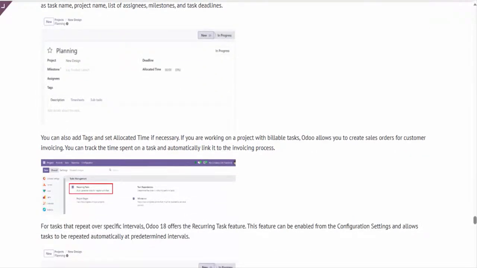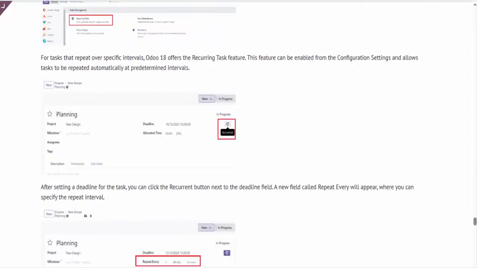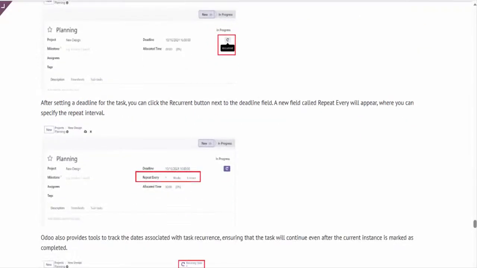If you are working on a project with billable tasks, Odoo allows you to create sales orders for customer invoicing. You can track the time spent on a task and automatically link it to the invoicing process. For tasks that repeat over specific intervals, Odoo 18 offers the recurring task feature. This feature can be enabled from the configuration settings and allows tasks to be repeated automatically at predetermined intervals.